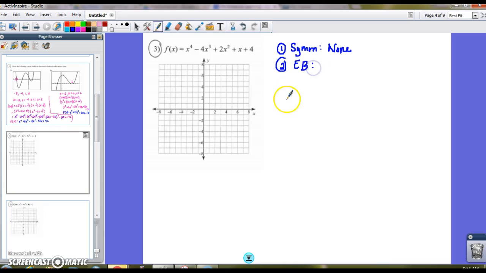Okay, the second thing is I want to figure out my end behavior. Because my equation has an even exponent and a positive leading coefficient, that means both ends are up. The next thing is the y-intercept, so we'll figure that out. Remember, that's just figuring out what f of 0 is equal to, and that would be 4. And the next part is figuring out the x-intercepts. And here is where we would have to do our possible rational roots and go through synthetic division.